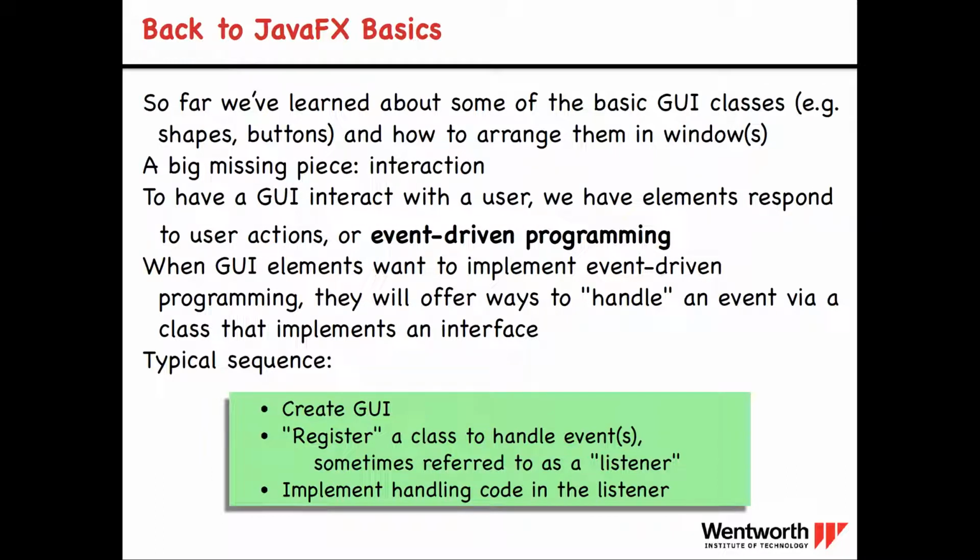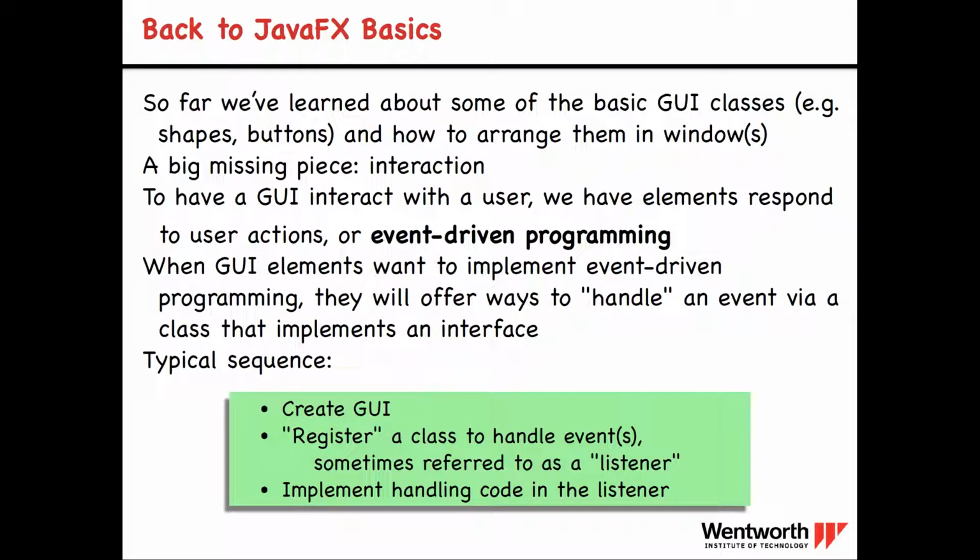We create panels, and we stack things on the panels, and then that gets turned into a scene, and then the scene gets put on the stage, which is the window. So the missing piece of this so far has been the interaction. To have the GUI, whatever you code, interact with the user, we need to have those elements, buttons, key presses, whatever, respond to user actions. So if we press a key, maybe we want to print something to the screen, or we want to play a sound, or whatever it might be.